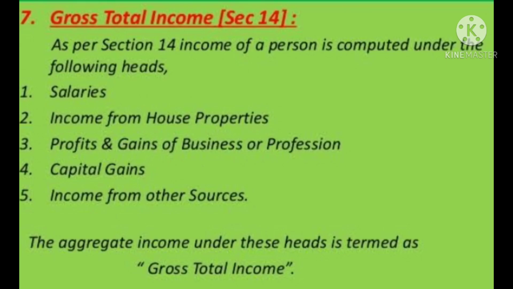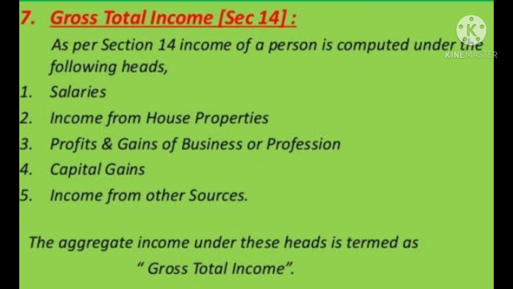Coming to the first one, gross total income. Gross total income is explained under section 14 of the Income Tax Act. Gross total income means it includes the 5 heads of income of a person. So, if you add all these 5 heads of income, you will get gross total income.